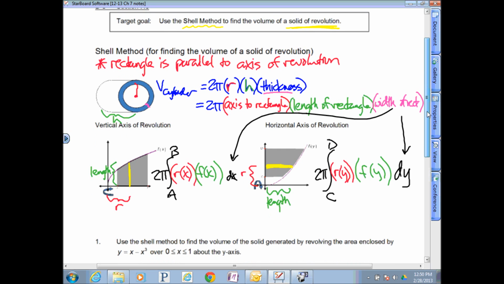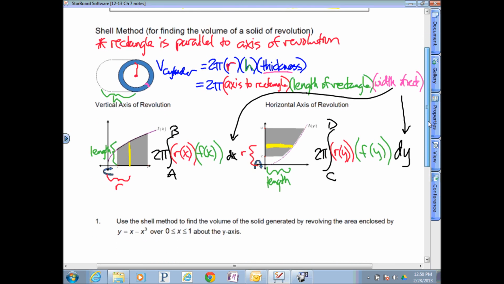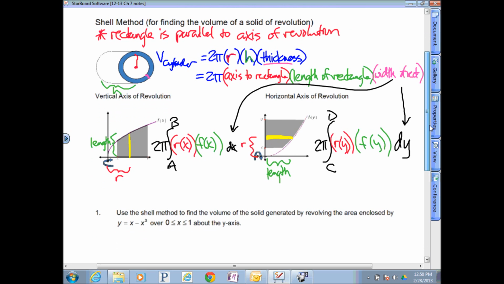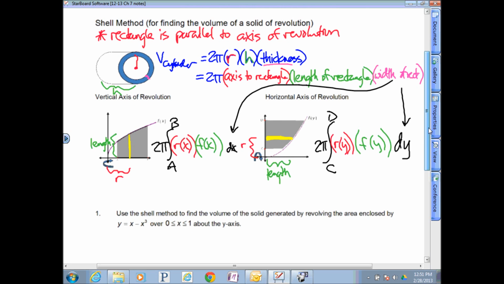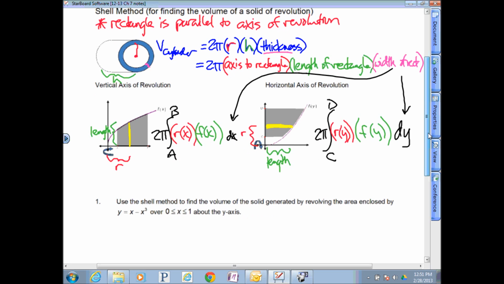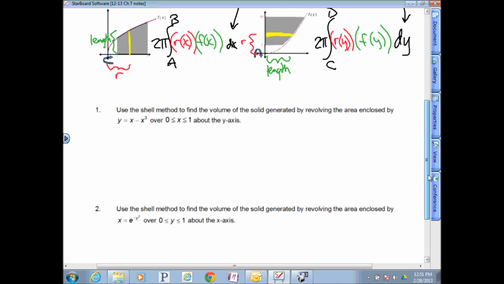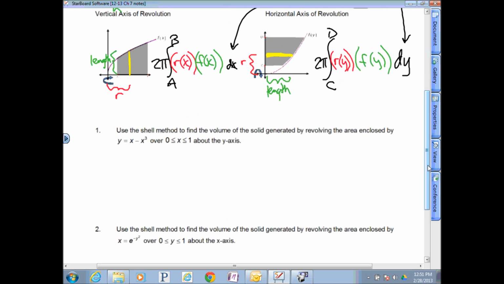I will tell you that there are going to be times I'm going to set problems up where you're going to have to be able to recognize and do the one that's best, and there are going to be other problems where I'm going to say, here you go, set up a rectangle to do shell, set up a rectangle to do disk, set up a rectangle to do washer, whichever one fits the best. So here we go. Number one, shell method.